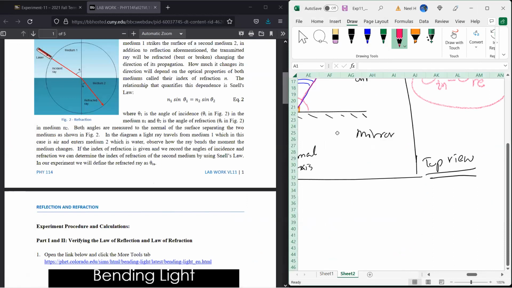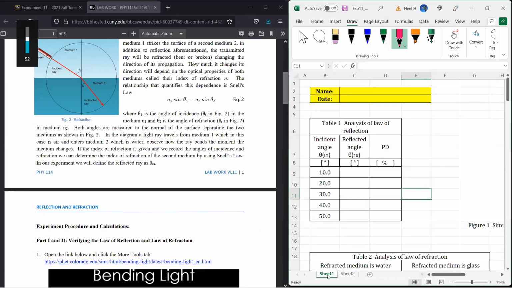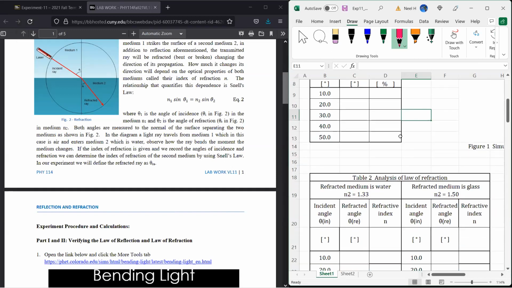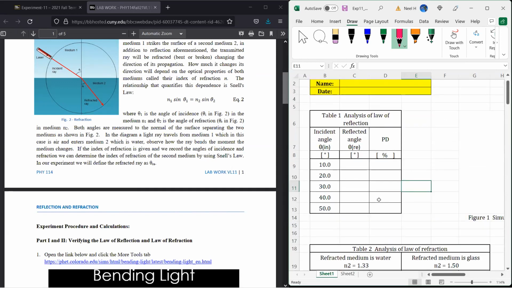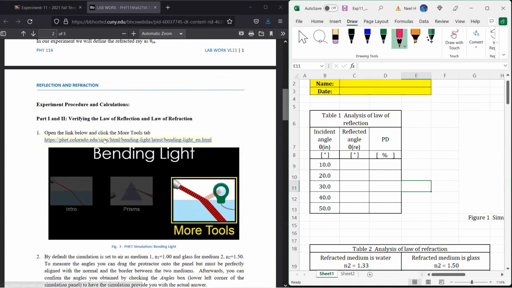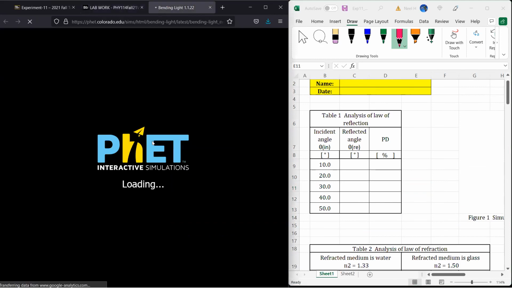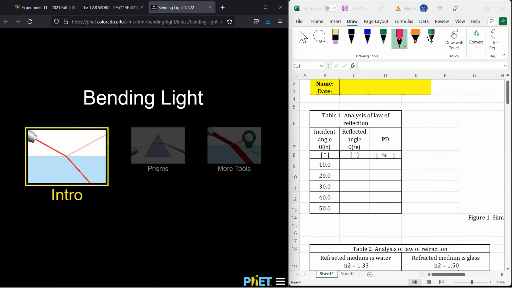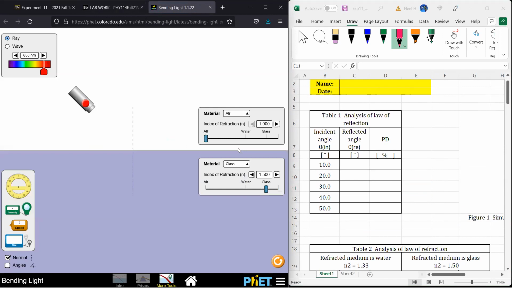Okay, then let's continue into the experiment. So in our experiment, first we're going to confirm the law of reflection, then we're going to confirm the law of refraction. That's the plan. To do that, there is a simulator link on page number 2, at the very top right here. If you click on that, that will open this small simulator, phet.colorado.edu, and then you click on the last option called More Tools. Then you will see a page that looks like this, with a laser beam right here.